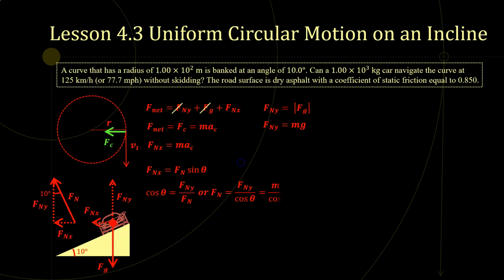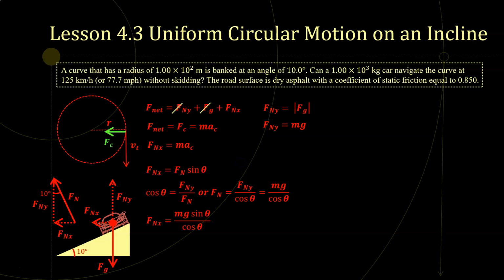Or I can rearrange it so that Fn is the y component of the normal force divided by the cosine of theta. I can go ahead and plug in mg for Fny based on my equivalence up above. I noted that up above, that the normal force y component is equal to mg. And now I have this expression that I can plug in for the normal force. Fn is mg over the cosine of theta.